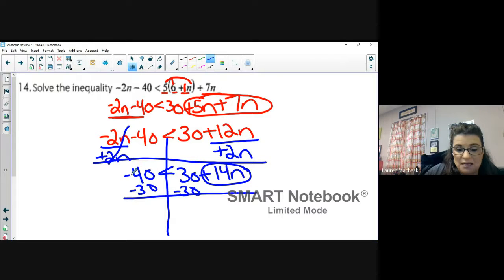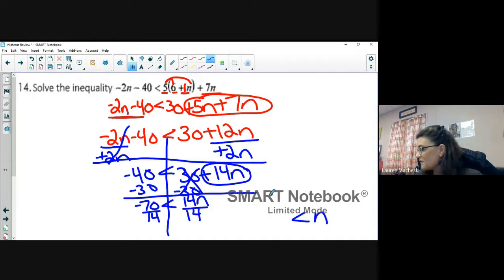So what is that? -40 minus 30, -70. Always check yourself on your calculator to make sure. And then 14n. And if I divide both sides by 14, remember, I'm not dividing by a negative, so my sign stays the same. What's -70 divided by 14? So remember, a negative divided by a positive is a negative, and that would be -5.